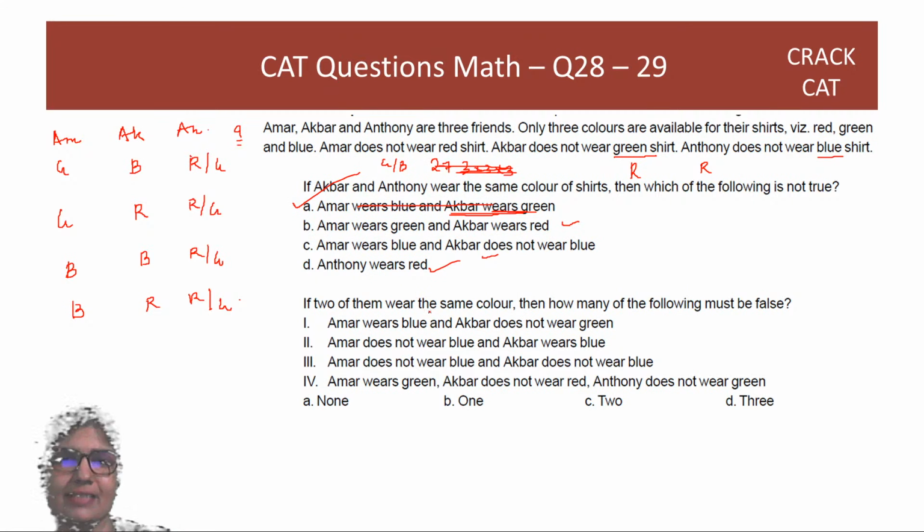If two of them wear the same color, then how many of the following must be false? So for same color, you have one case which is GBG. Here you have one case which is GRR. Here you have two cases, BBR and BBG. And here you have another case, BRR. This seems a little unusual. GBR, GBG, GRR, GRG. Yes, it should be 6.